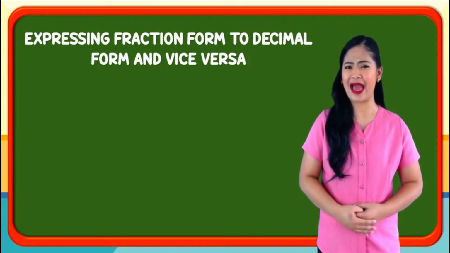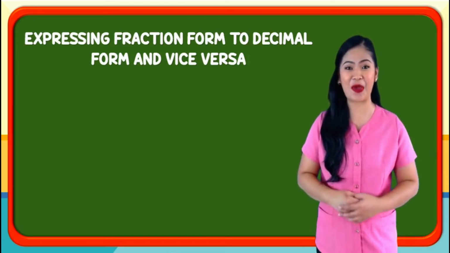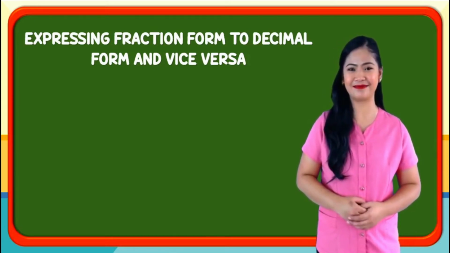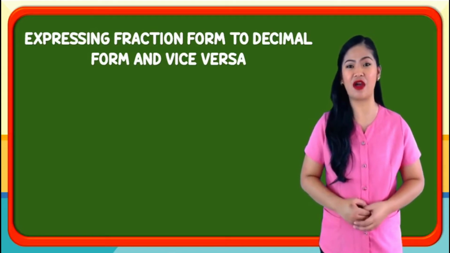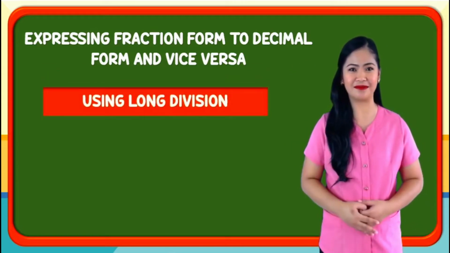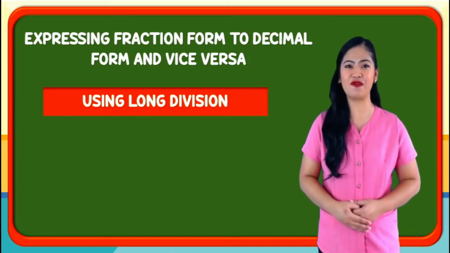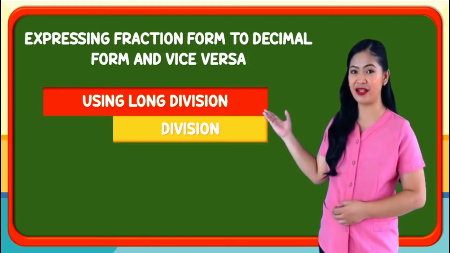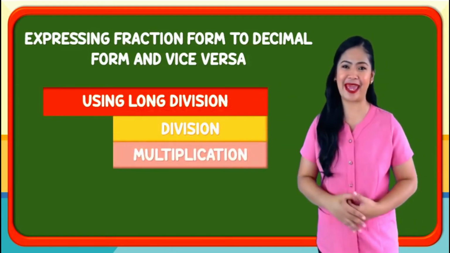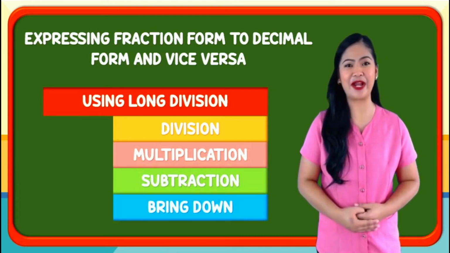So, how do we change a fraction into a decimal? Do you have any idea? Correct. We are going to use the method of long division. As a short recall, here are the steps that you need to follow in doing long division. First is division, followed by multiplication, then subtraction, and then bring down.